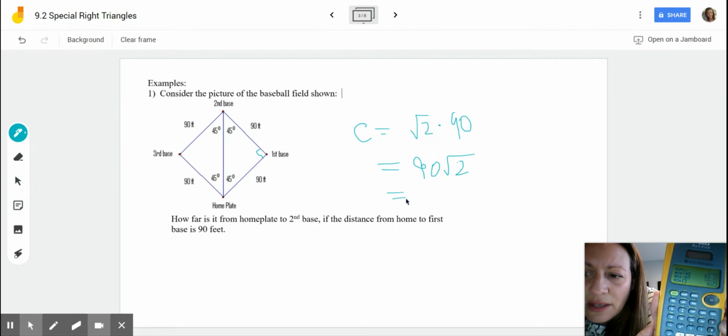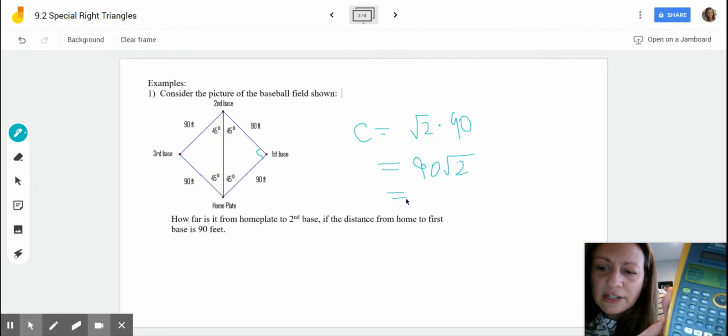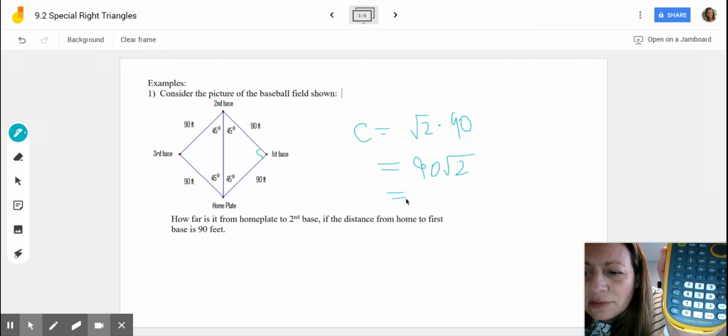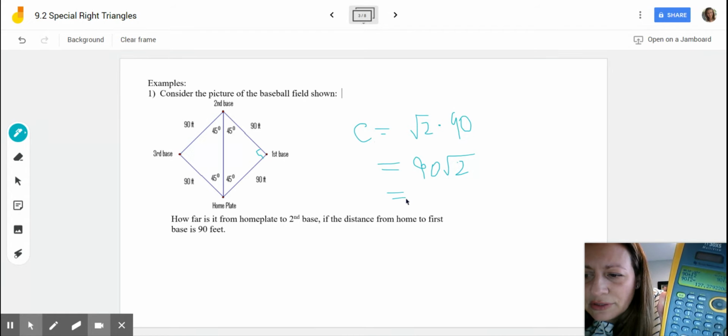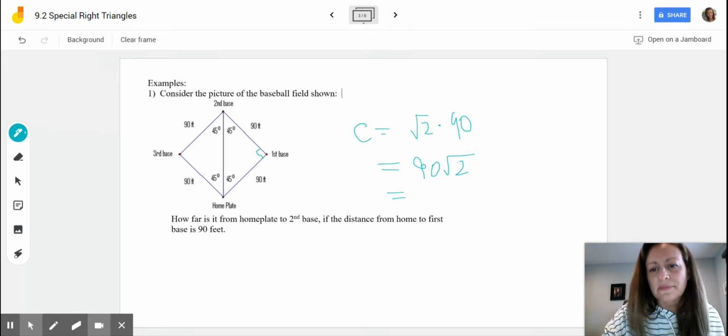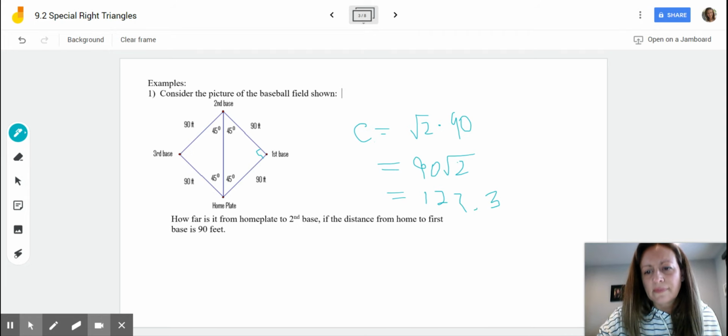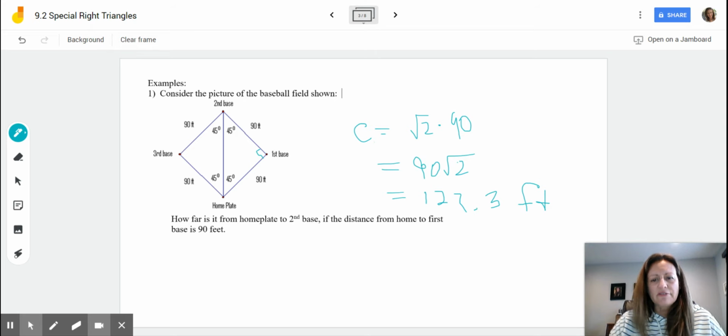And you might be saying, well, how do I get the decimal version? Guess what? There is a little toggle button on this calculator that's right above enter. It's this little double arrow. If I press that, it turns it to the other version, which is the decimal, 127.3. So that's my answer, 127.3. And that would be in the same units as the side. That would be in feet. So it's approximately 127 feet.